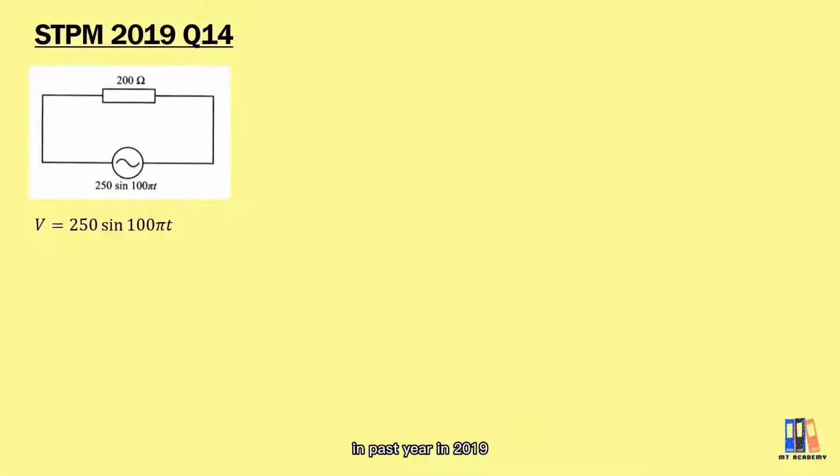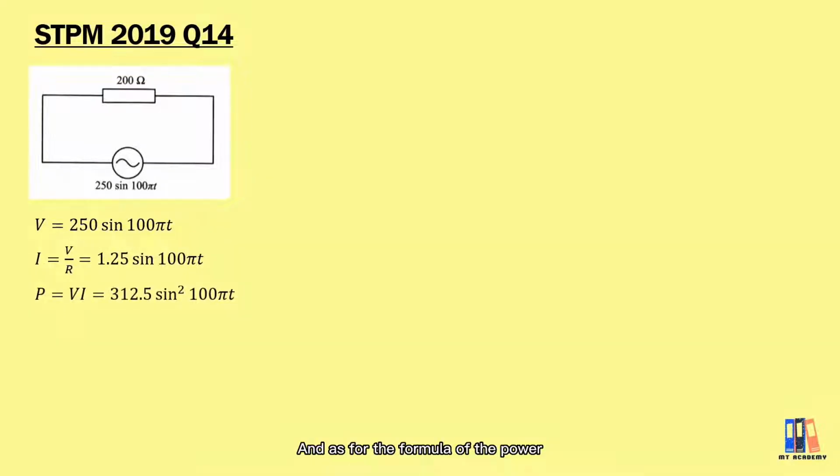We are given a 200 ohm resistor connected to an AC voltage which is equal to 250 sine 100 pi t. To obtain the current, we just divide the voltage formula by the R, which is equal to 1.25 sine 100 pi t. And as for the formula of the power or the instantaneous power, it is equal to VI or V square over R or I square R, and it will be equal to 312.5 sine square 100 pi t.